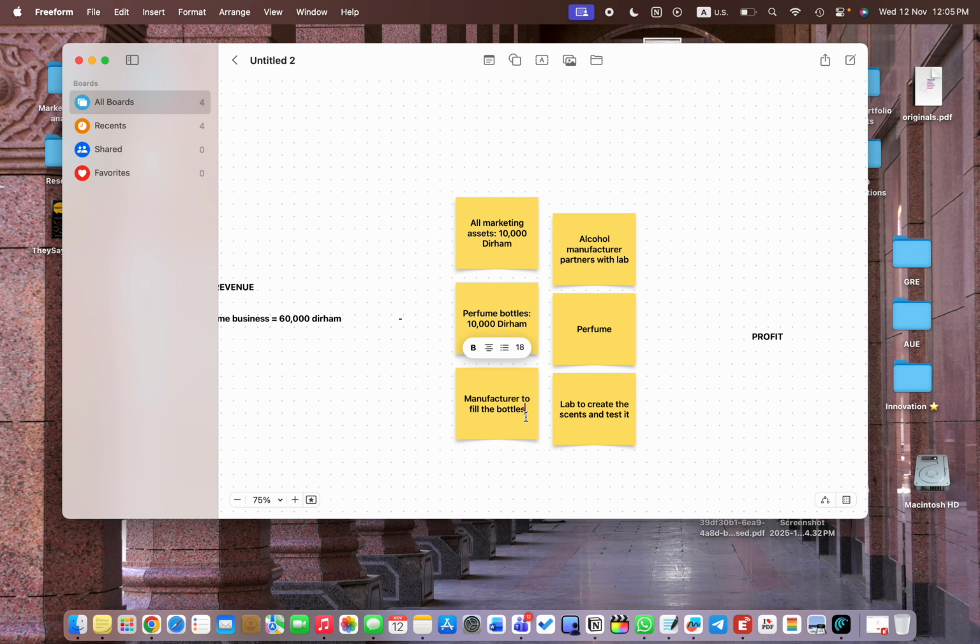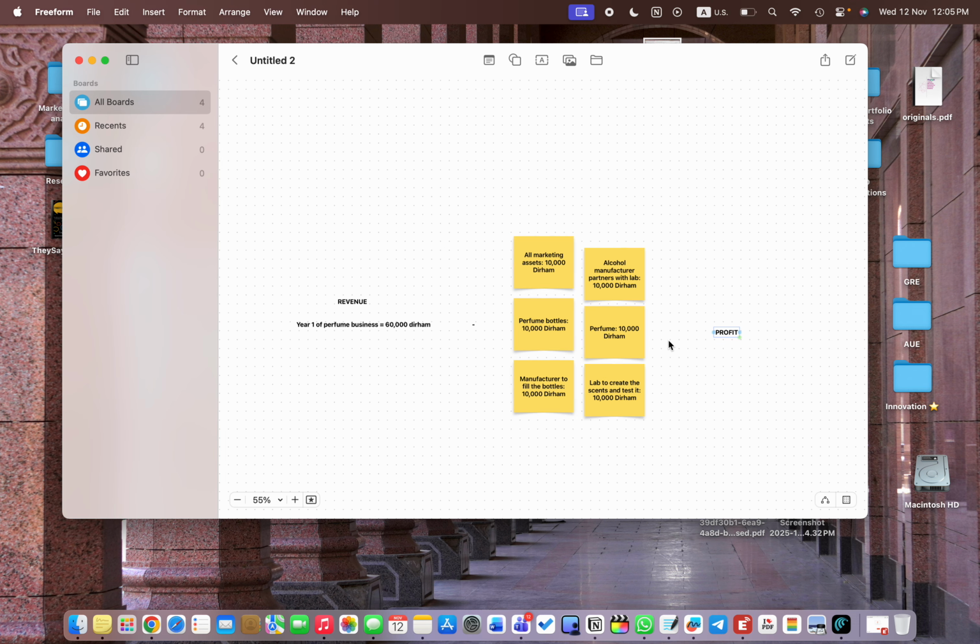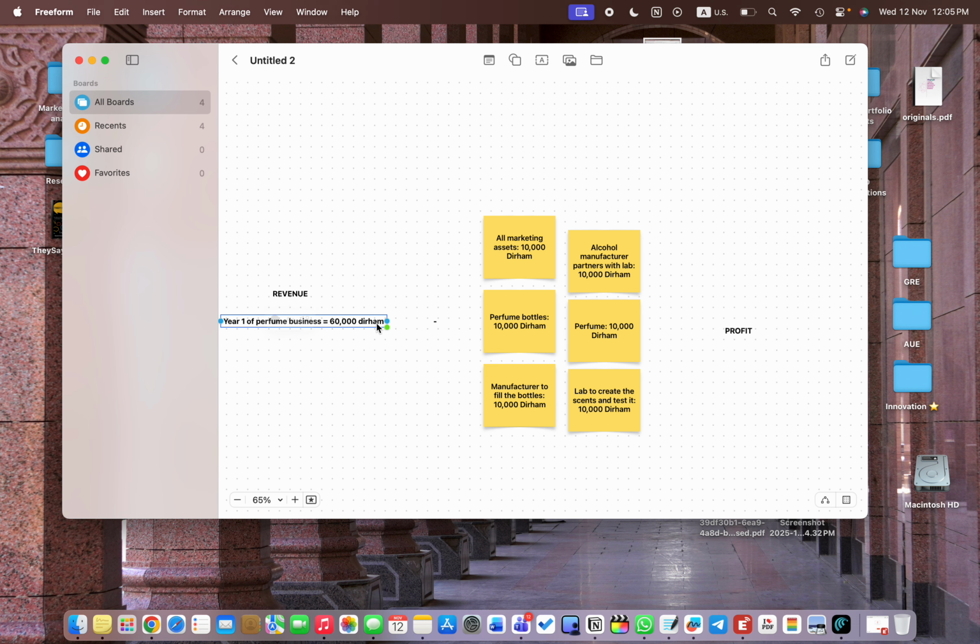So let's say these are 6 things we had to pay for. You have revenue, year 1, which is 60,000 dirham. But I need to subtract how much I paid for things, right? I had to pay for the marketing, the perfume bottles, the manufacturer, the perfume itself, the lab, the people in the lab. All this together, 10, 20, 30, 40, 50, 60, was 60,000 dirham. So let me put here total 60,000 dirham.